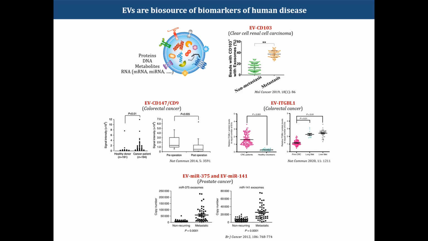Another EV protein, ITBL1, is found to be upregulated in cancer patients and is higher in patients with distant metastases compared to patients who only have primary tumor. In addition to protein cargo of EV, microRNA carried by EV also have diagnostic value. These two microRNA showed a higher level in patients with metastatic prostate cancer compared with non-recurrent prostate cancer patients.